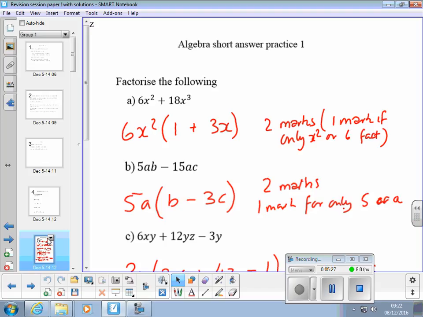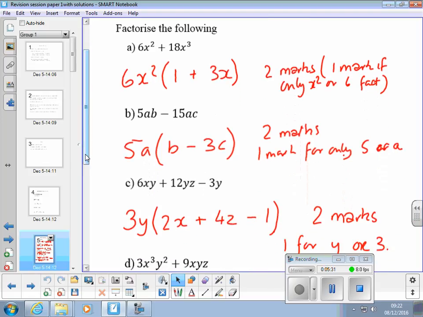Okay? Second one, 5a outside the bracket with b minus 3c inside. 2 marks for that. Again, 1 mark only if you've done 5 or just a outside the bracket.